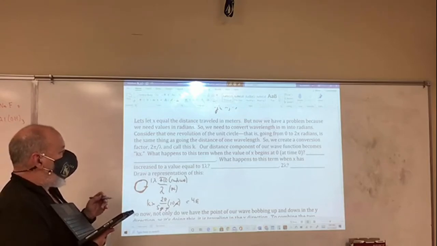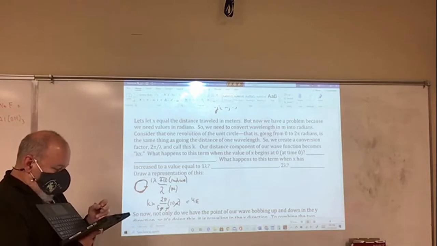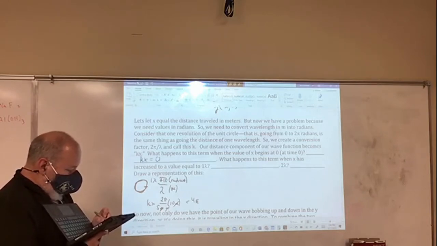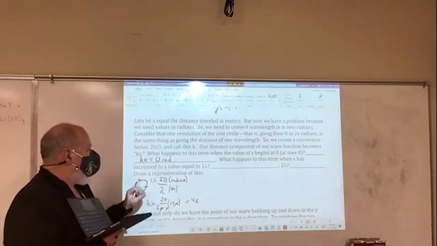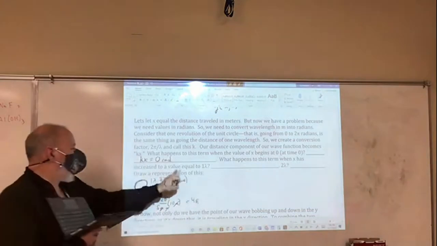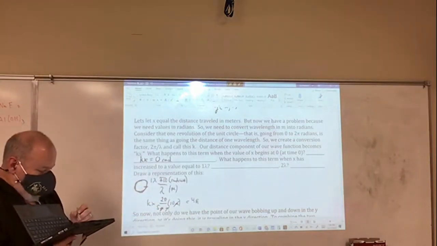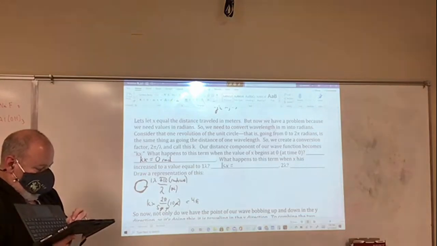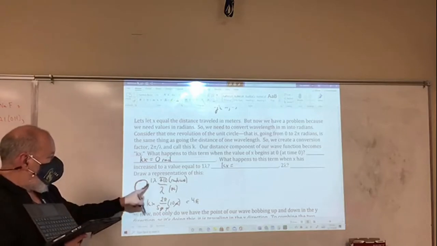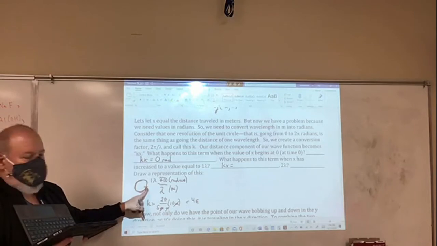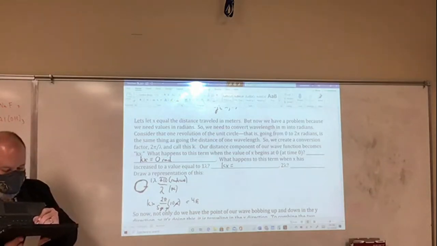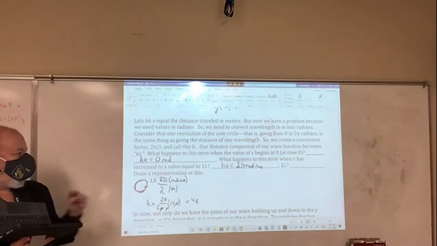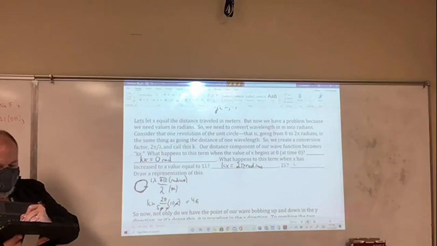Okay. So what happens to the value of x when the value of x begins at 0 at time 0? We have a distance of 0 pi. So kx essentially equals 0 radians, right? What happens when this x term has increased to a value of one wavelength? How many radians have I gone? If I've gone one wavelength, how many radians have I gone? That's once around the circle, right? So 2 pi radians. What happens if x equals 2 wavelengths? I've gone how many radians? 4 pi radians.